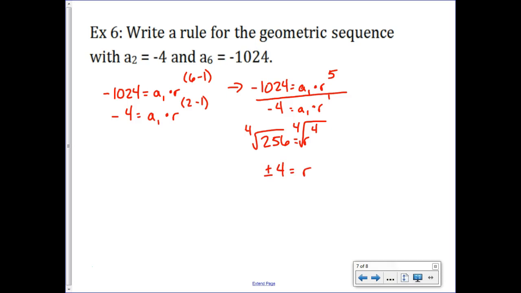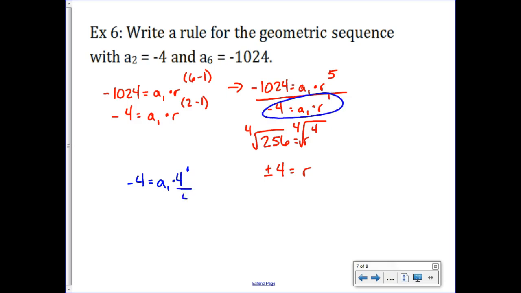We have to put the plus or minus in there when we're solving. So this creates a little bit of ambiguity when we are writing our rule. Because if it's positive 4, one thing happens. If it's negative 4, another thing happens. So if r is positive 4, let's work in that case. I'm going to use the negative 4 equation that we started with. So negative 4 is equal to a sub 1, which we still don't know, times 4 to the 1st power. This equation over here is what I'm using.